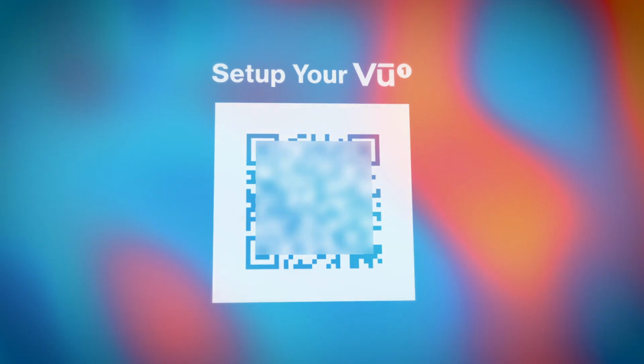When you first start your View Media server, you'll be greeted with a large QR code. This QR code is used to set up the system and claim it as your own.